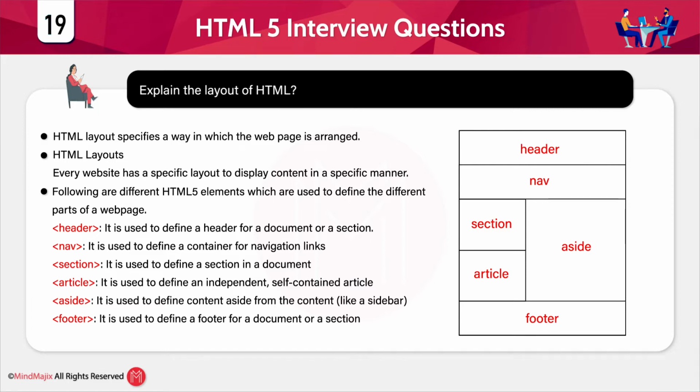See guys, header, footer, and in between is the content. The nav tag is used to define a container for the navigation links. The section tag is used to define a particular section in a document. Article is used to define an independent and self-contained article. Aside is used to define content aside from the main content. These are the different tags by using which we can go for layouts. We can also use a div tag, a title tag to go for layouts, guys.